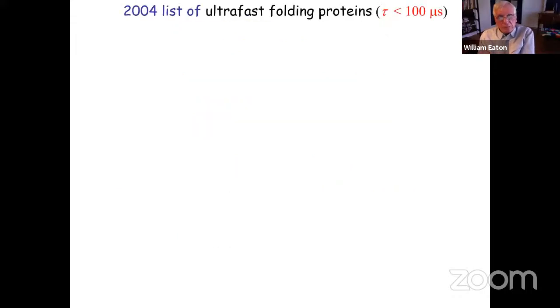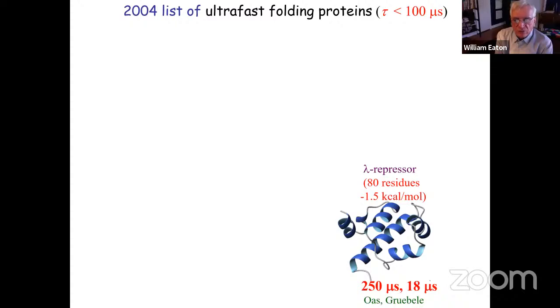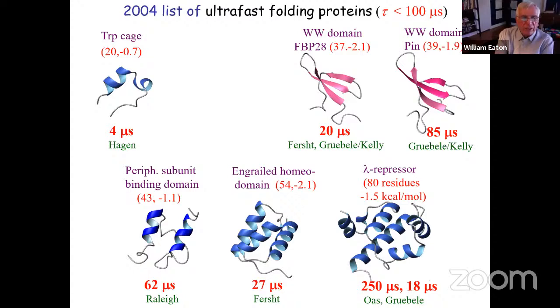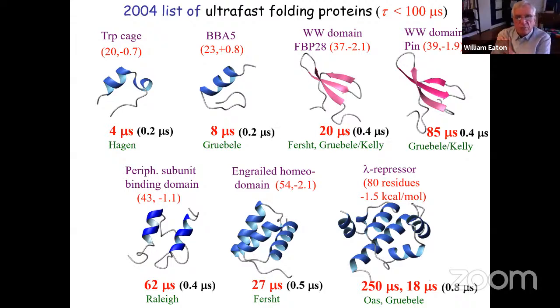In 2004, I made a list of ultra-fast folding proteins for a Current Opinion in Structural Biology that David Baker and I edited, and classified proteins that folded at 100 microseconds as ultra-fast folding proteins. So for example, Martin Gruebele took a lambda repressor, which folded in 250 microseconds, and made a couple of mutations to fold it at about 18 microseconds. And there were several more proteins that all folded at that time, less than 100 microseconds. But all of them, according to my speed limit, could be increased by more than an order of magnitude, presumably by protein engineering.